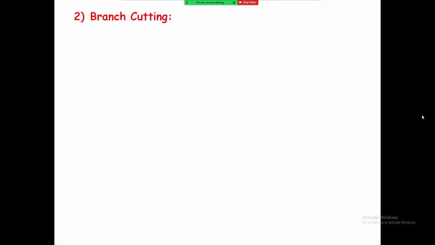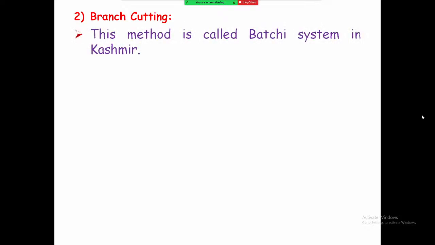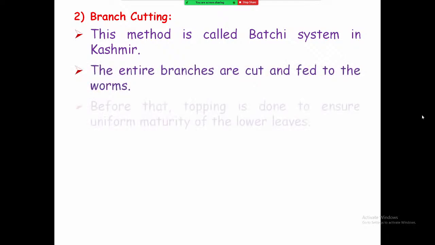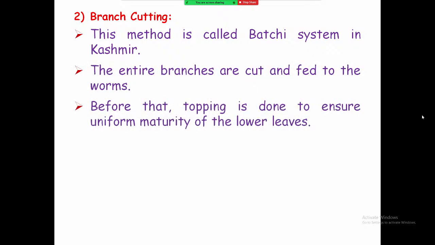Then the next method is branch cutting. Here the whole branch will be cut from the plant, the mulberry plant, and it will be given for feeding the silkworm. This method is called the patching system in the Kashmir region. So the entire branches are cut and fed to the worms.